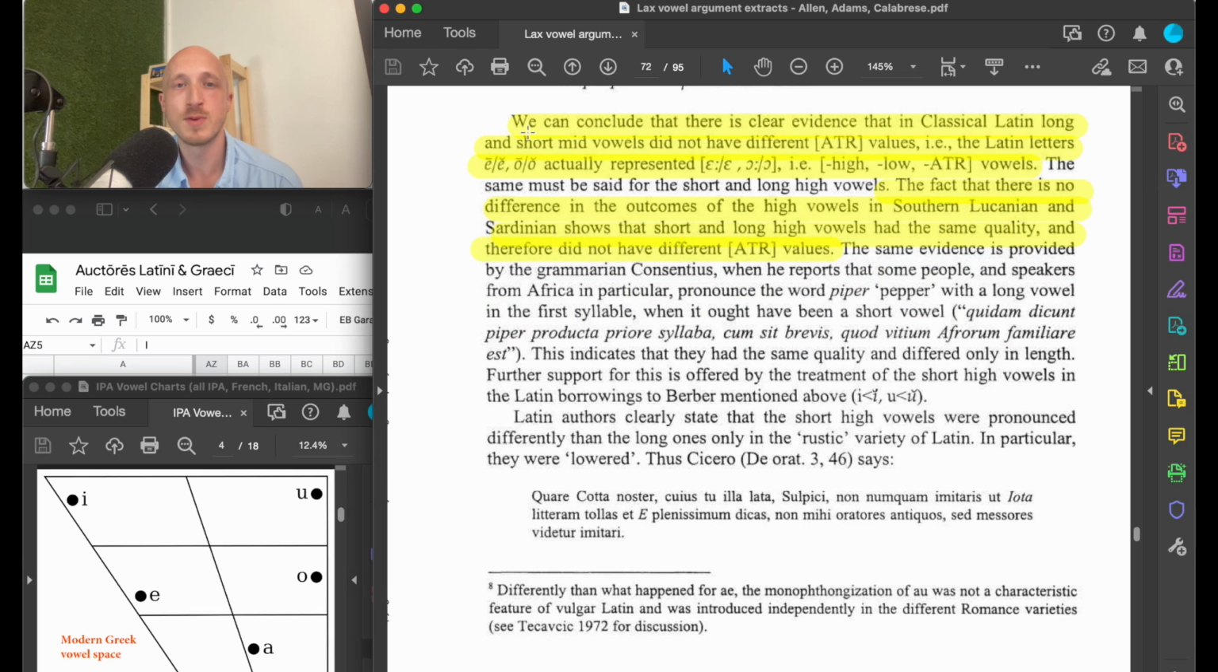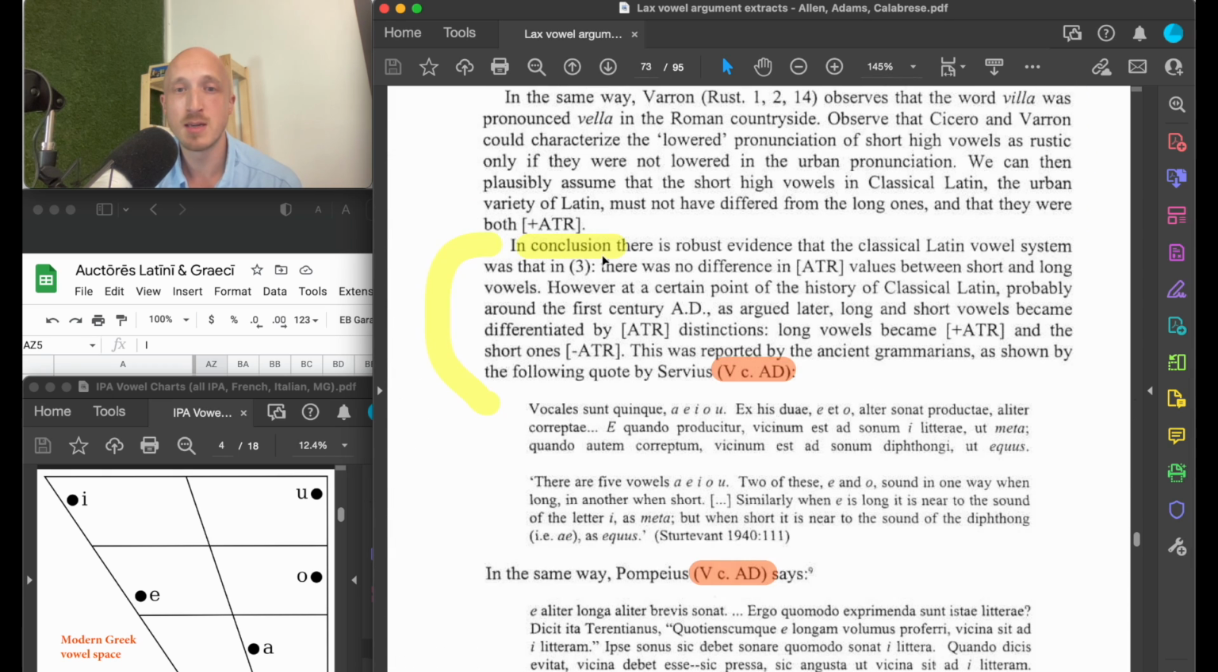That's centuries later. We can conclude that there is clear evidence that in classical Latin, long and short mid-vowels did not have different ATR values. The Latin letters e, o actually represented the open qualities. The fact that there is no difference in the outcomes of the high vowels in Southern Lucanian and Sardinian shows that short and long high vowels had the same quality and therefore did not have different ATR values. In conclusion, there is robust evidence that the classical Latin vowel system was the Calabrese system, that there was no difference in ATR between the short and long vowels.